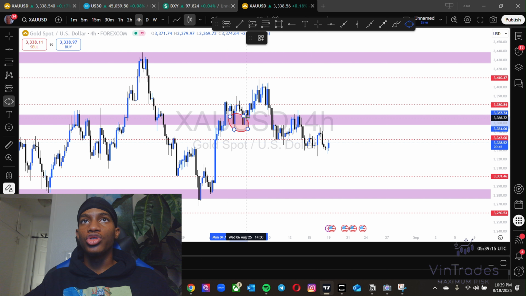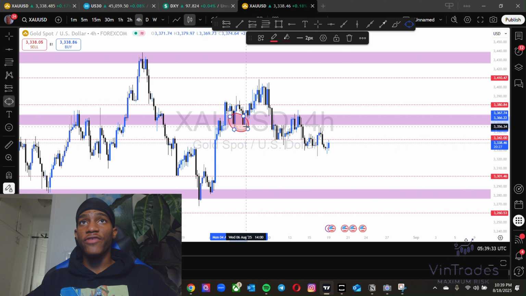Price will test this support zone right here, pushing back up, giving us a new higher high. Price pushes down, giving us a break of structure, breaking the support zone. Now we are having a new resistance. Price has a pullback, giving us a new higher low. Price pushes down, giving us a lower low right here.